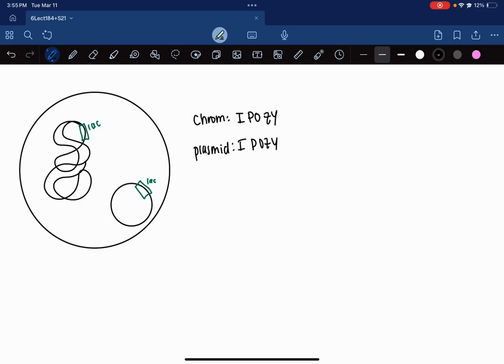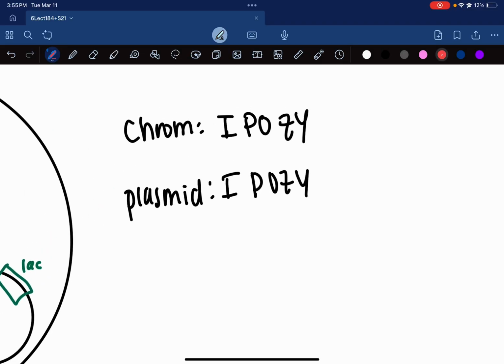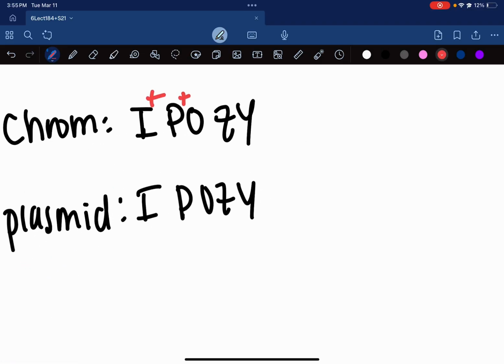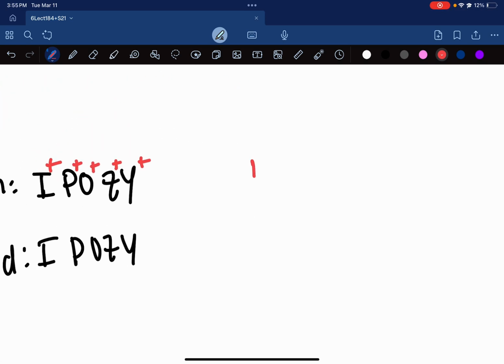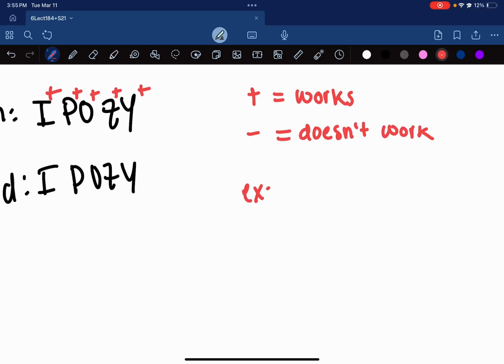Now, anytime I write a positive on it, it means it works. If I write a minus on it, it means it's dysfunctional and you can almost erase it, just remove it. If I have I minus, that means you have absolutely no repressor made in the system. You can't make it. It's impossible. It's been deleted, damaged goods, frame shift mutation, you name it, whatever its problem is.